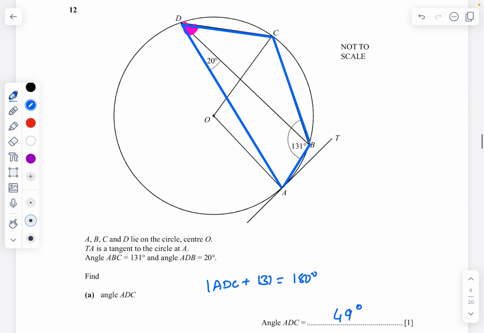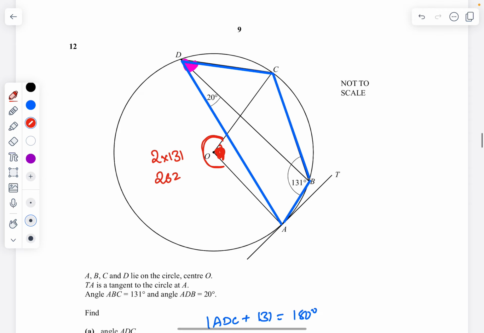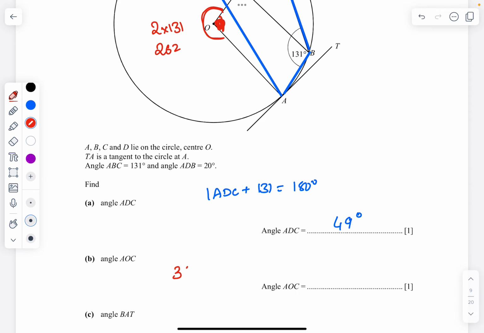Angle AOC. Where is AOC? This angle is asking us to find. So this particular angle will be, angle at the center is twice the angle at the circumference. So this will be 2 times 131, which is 262. So the angle AOC will be 360 minus 262, which is 98 degrees.